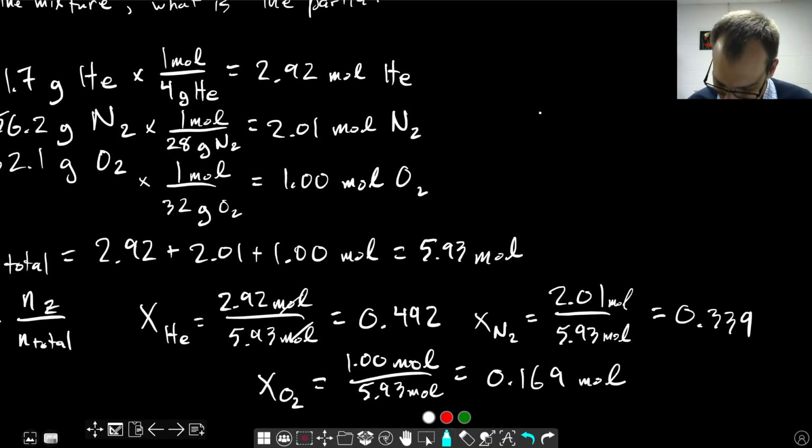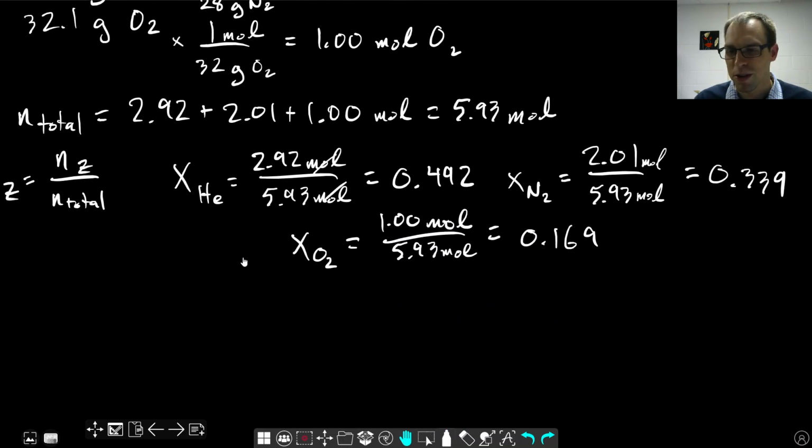Sorry, not moles. There's no units on that. Or you could express these as percentages by mole, by number of atoms or molecules. There's 49.2% helium, 33.9% nitrogen, and 16.9% oxygen. So you can see it's a little bit different when you're thinking about the numbers of particles versus the weight. And that's, again, just like we talked about in the last video, the densities are very different for these gases.